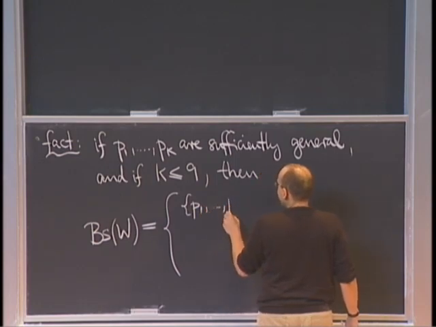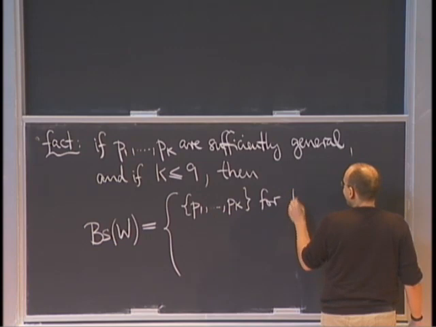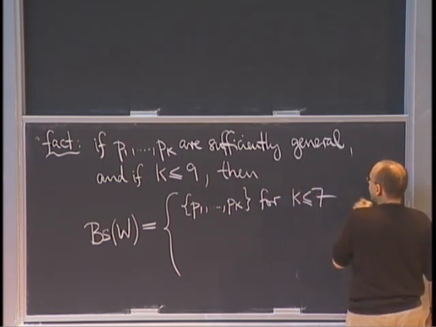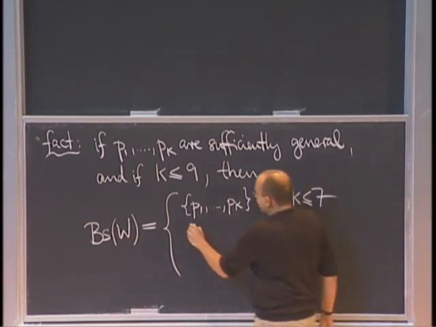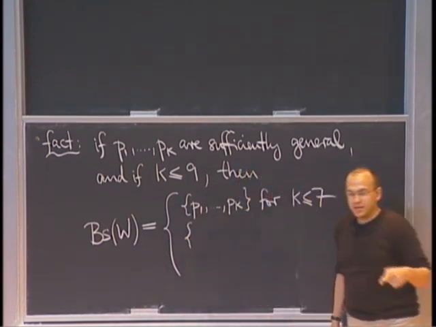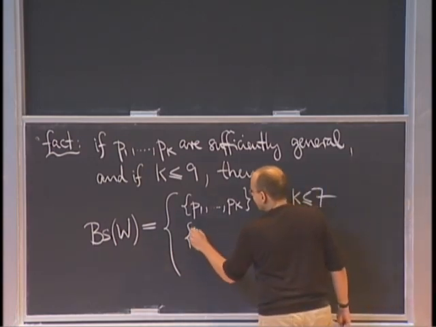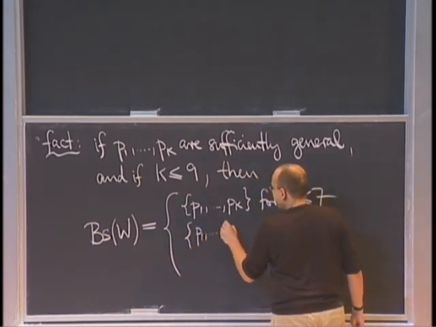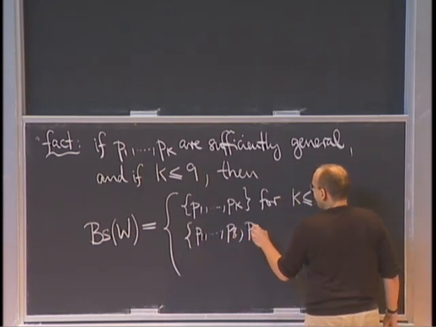the set of points, if K is at most 7. And so then when I look at all cubics passing through 8 general points in the plane, there's something funny going on. So, I've got my 8 points, and then there's going to be another point.